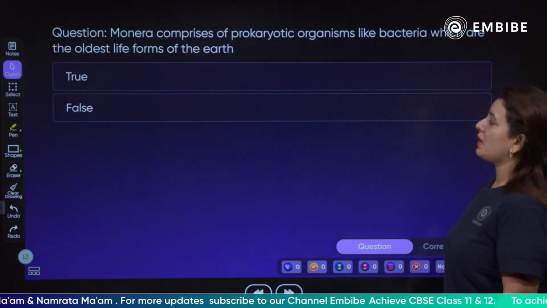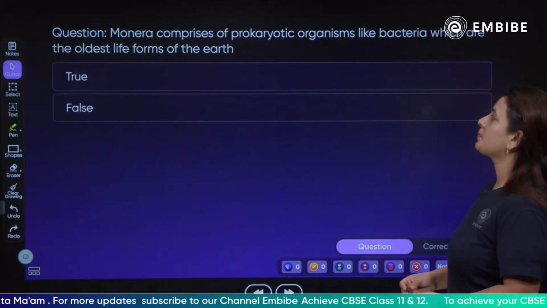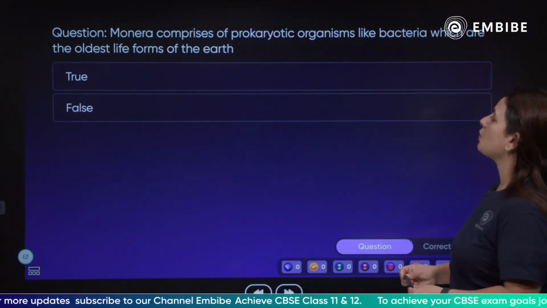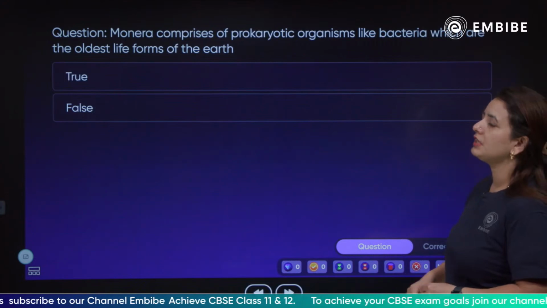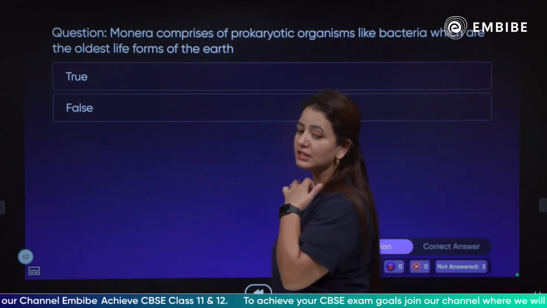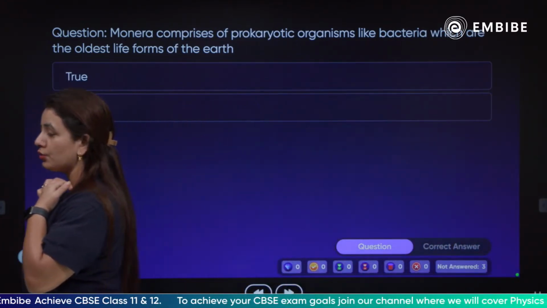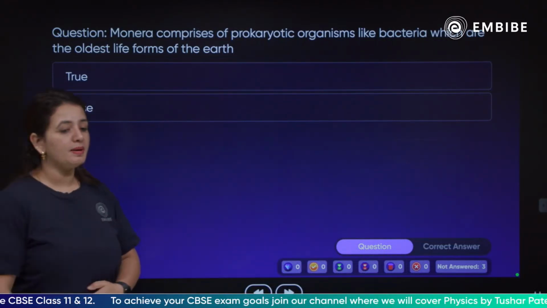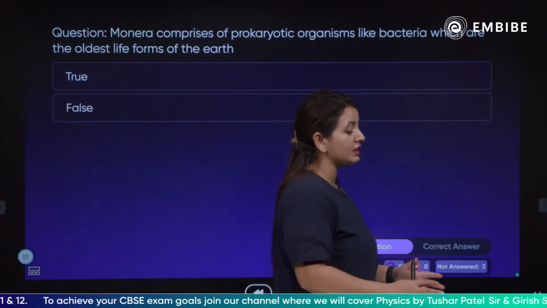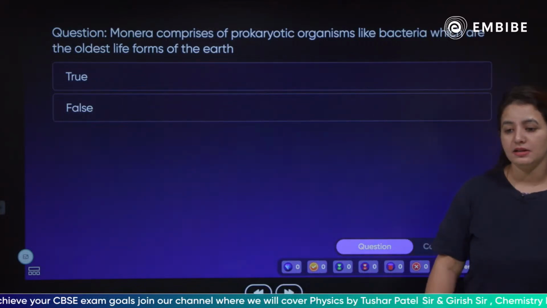Moving forward, next question is, Monera comprises of prokaryotic organisms like bacteria, which is the oldest form of the earth. Do you think the Monerans are the oldest form? Do you think the bacteria are the most primitive organisms to have life on the earth in the very first place? Do you think that?